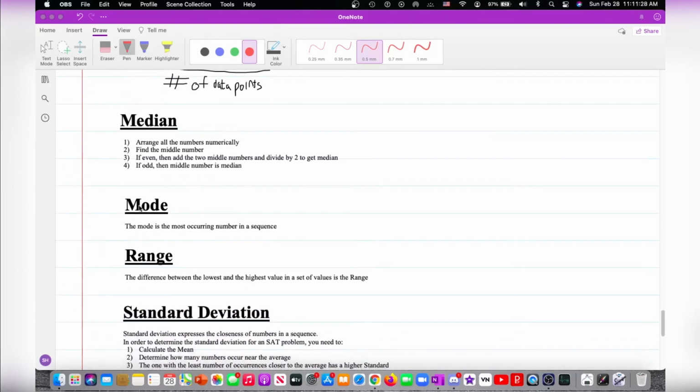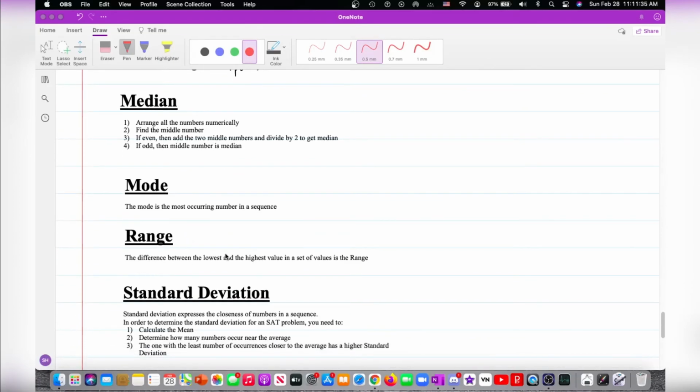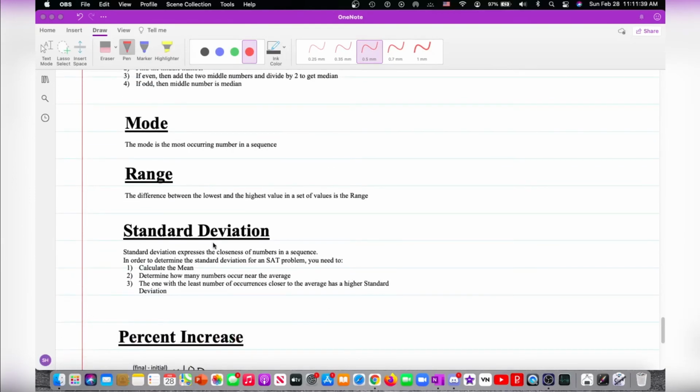Okay, mode. The mode is the most occurring number in a sequence, so just look at the one that repeats the most. And the range is the difference between the lowest and the highest values. Okay, and standard deviation, although you're never going to be asked to calculate standard deviation, they're still going to have problems referring to it, so you should know how to do it.